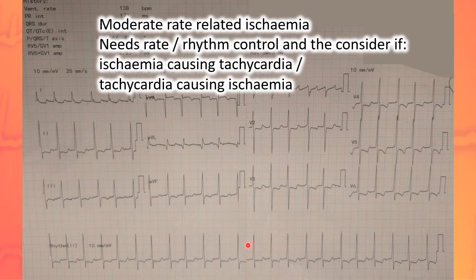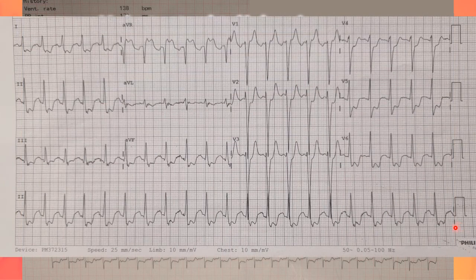Rate-related ischemia comes in lots of different forms. This is a moderate level of ischemia, which certainly needs urgent action and careful clinical assessment. Obviously, don't treat patients just based on the ECG.